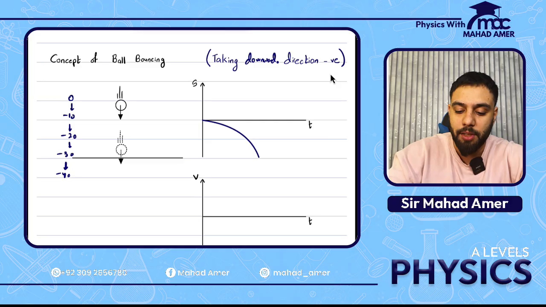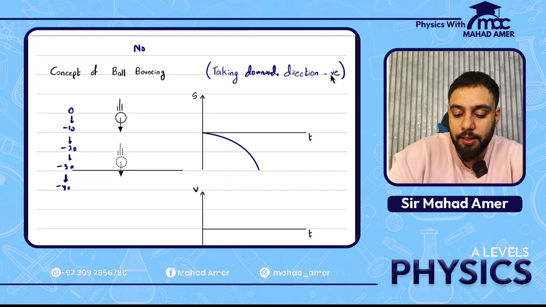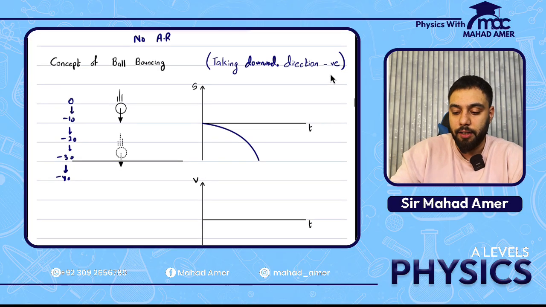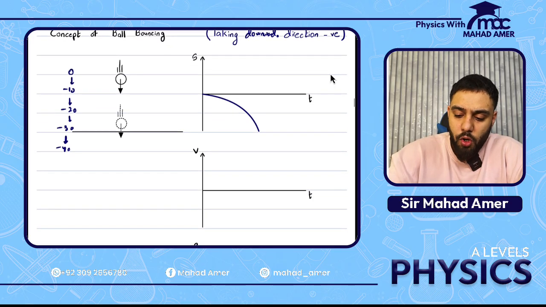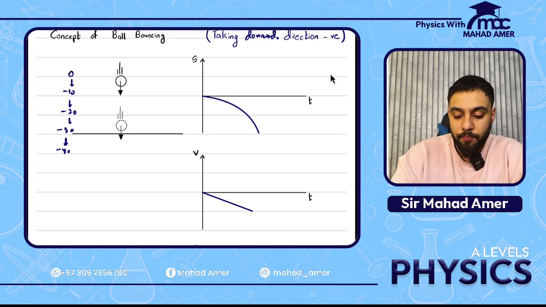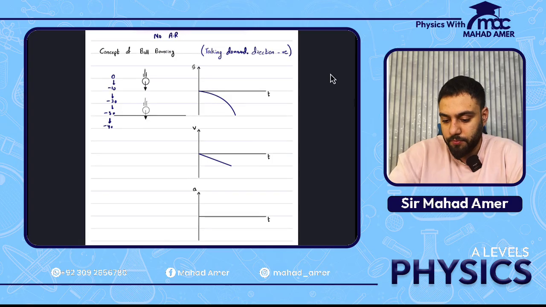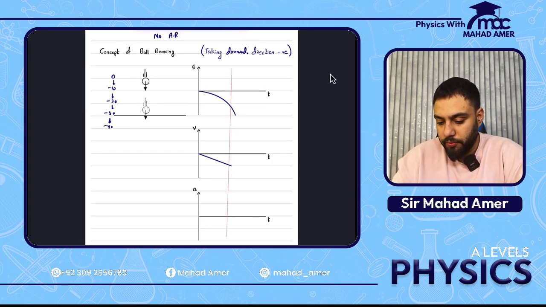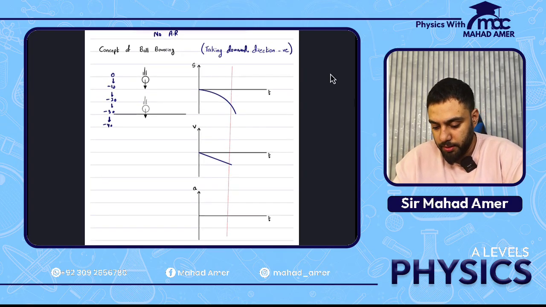And all these concepts are with no air resistance. You need to realize that there is no air resistance present right now. Okay, the object is accelerating, so this is going to be the graph for the first part of the journey. The object is accelerating in the negative direction. This is what I've drawn already. This is the first part of the journey.